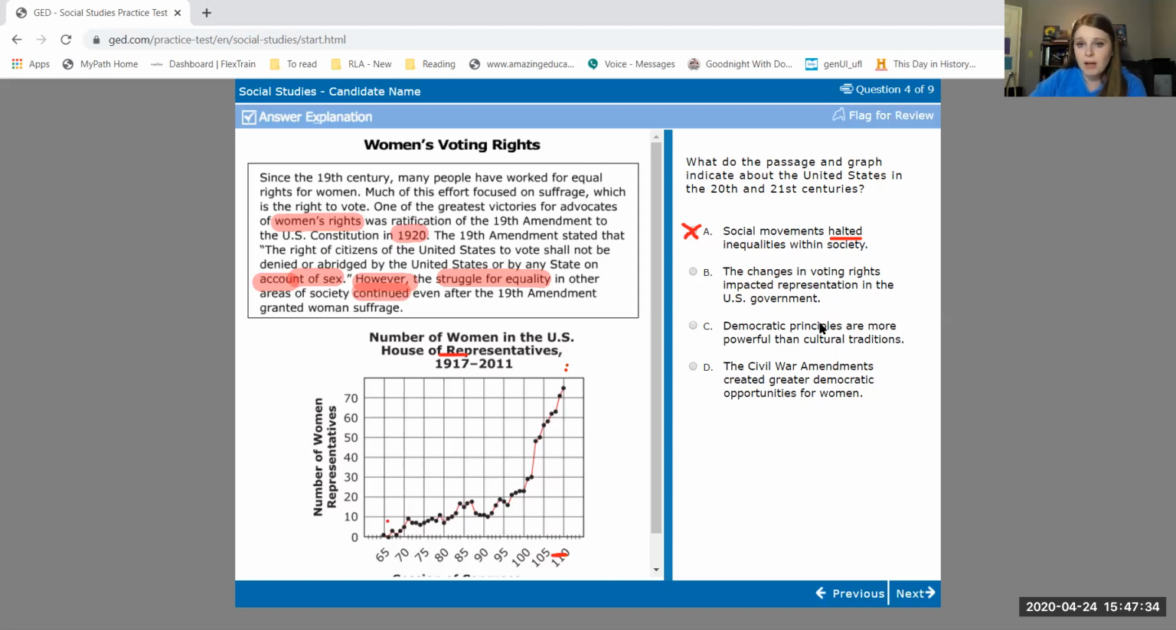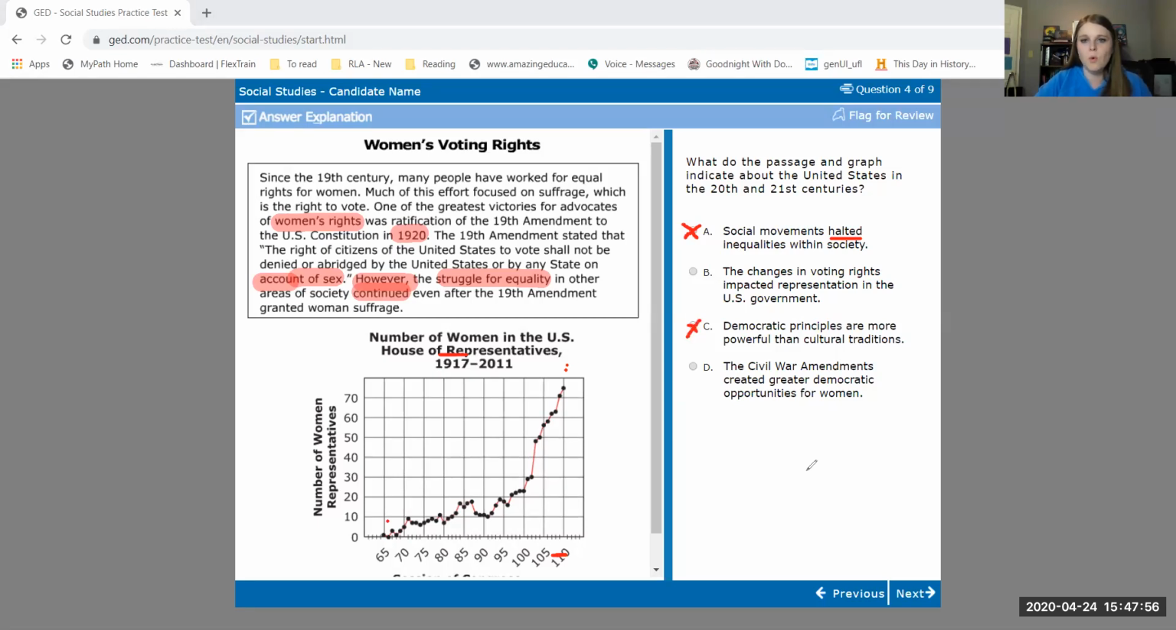Well, we are talking about democratic principles, voting, cultural traditions, the role of women in society. But do we see that more powerful? I don't see any evidence of that. There's nothing that really talks about the democratic principles being all that more powerful. So I'm going to mark that one out.